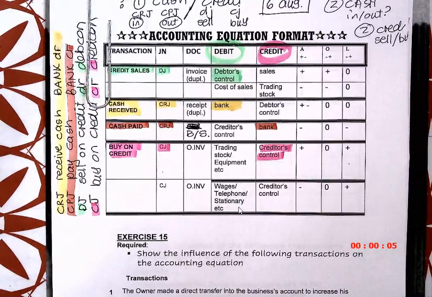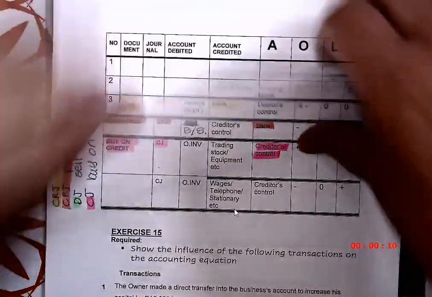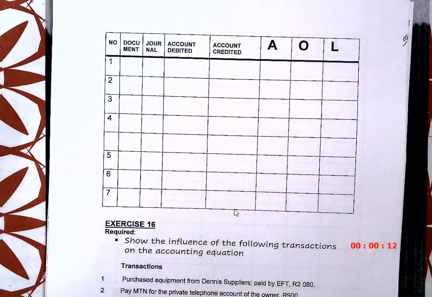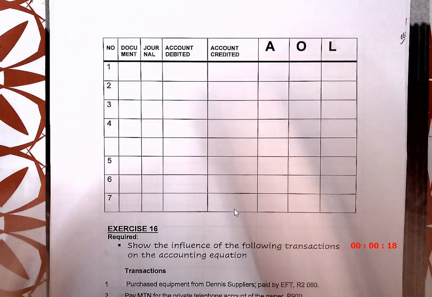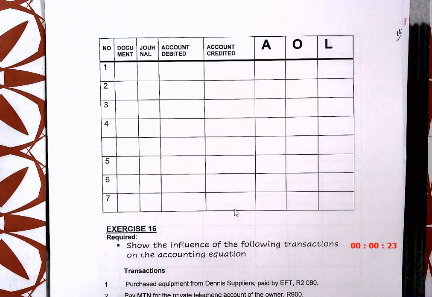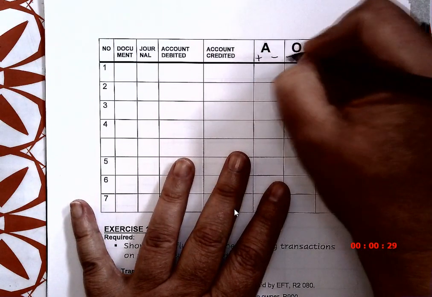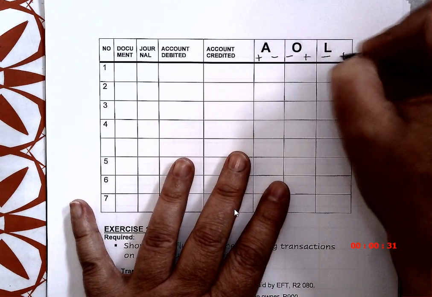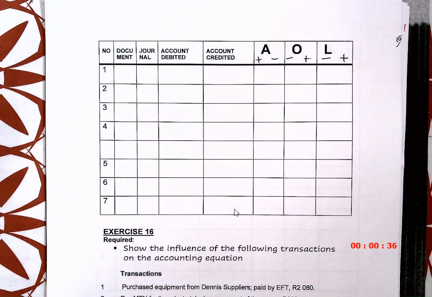Okay, just like that. So now, if I look at exercise 15, when I do the AOL, and I've been saying this since the beginning of the year, the first thing you do is put your signs. Remember, debit means left and credit means right. So you're going to write for yourself: plus, minus, minus, plus, minus, plus. That's the first thing you do.